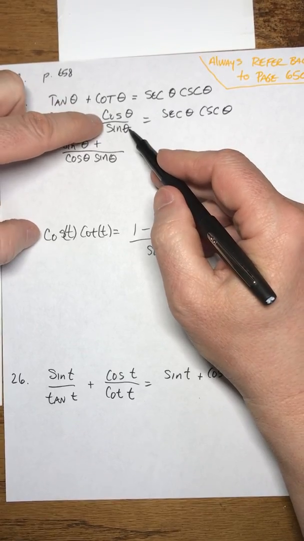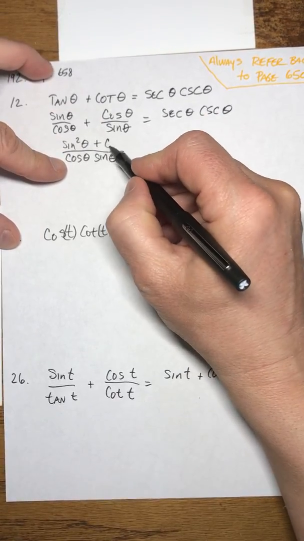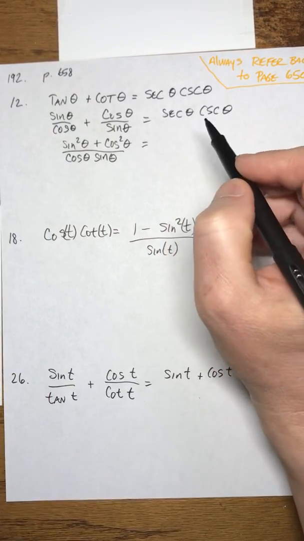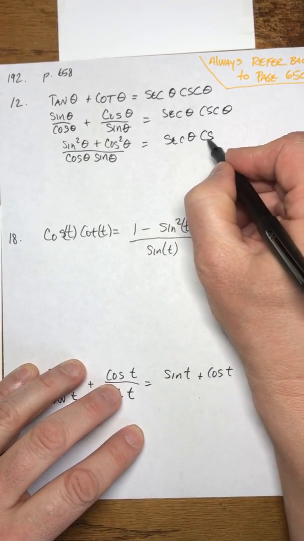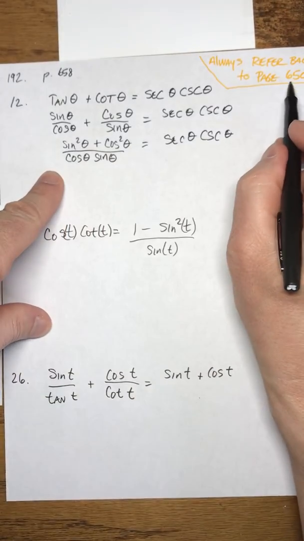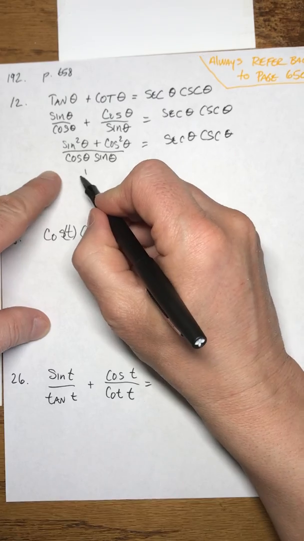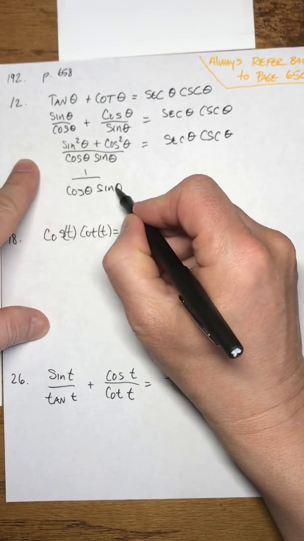And what do I have to multiply this by to get this? I multiplied it by a cosine, so I have to multiply the top by a cosine, and cosine times cosine is cosine squared. Then I've got to look for another identity that maybe fits with this situation. And I could see from that page 650 that sine squared plus cosine squared is equal to 1. So I'm getting 1 over cosine theta sine theta.